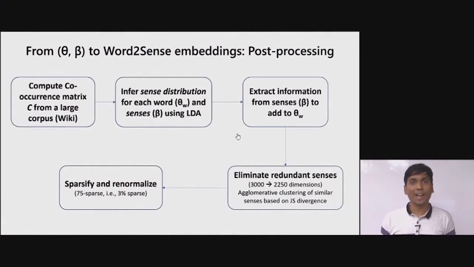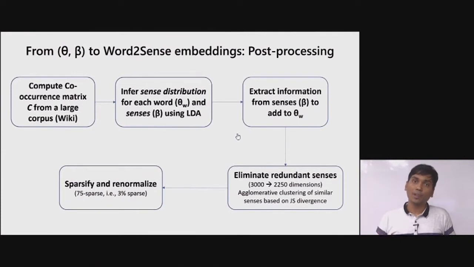So what I do is, I am given a corpus, I generate all these contextual ensembles for each word, pick an LDA inference model and run it on this set of ensembles, and generate the sense pool beta and the sense distributions theta for each word.